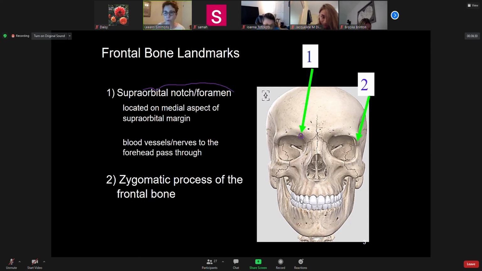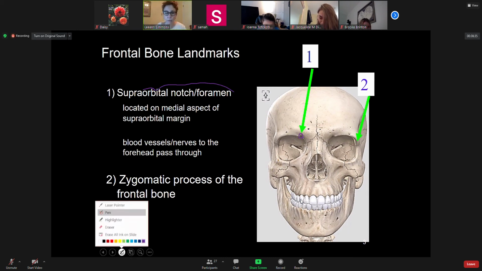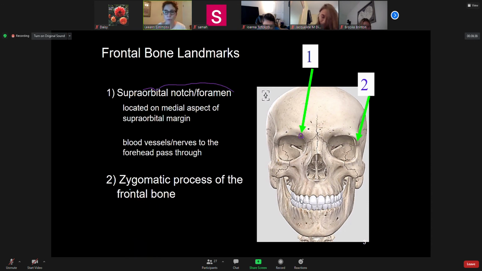There is a particular process of this bone, and that's the zygomatic process. Let me pick a different color, do a blue. The zygomatic process of the frontal bone goes toward the zygoma. So here are the zygomatic processes of the frontal bone. I labeled it 2 here. They are part of the frontal bone, and they're called zygomatic because they touch the zygoma. And Z marks zygoma.